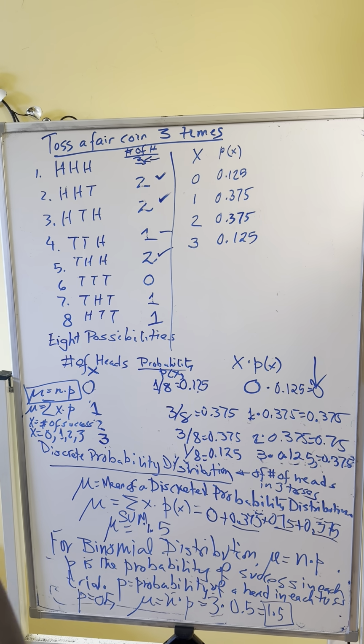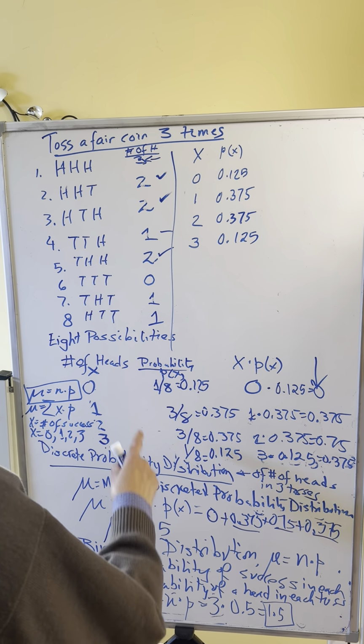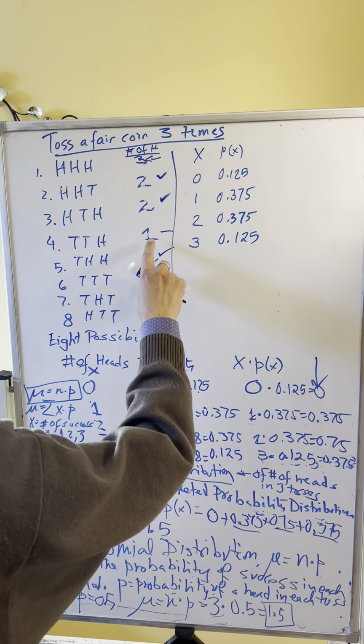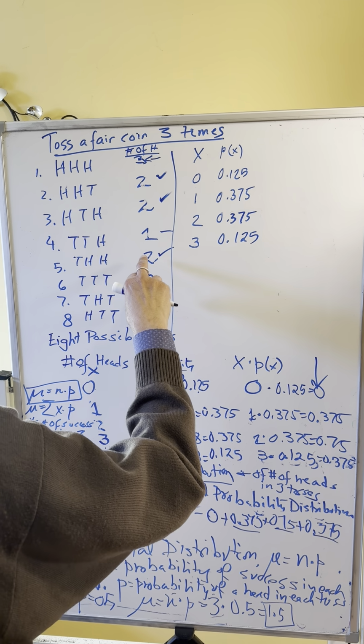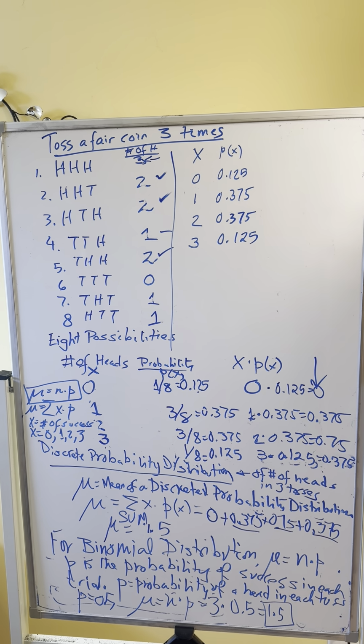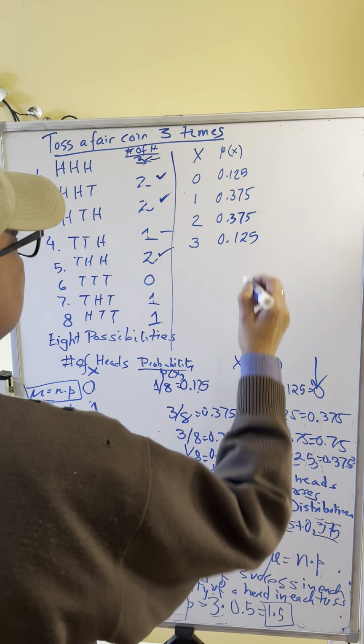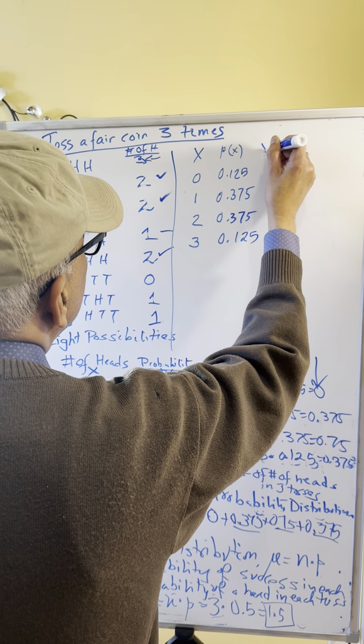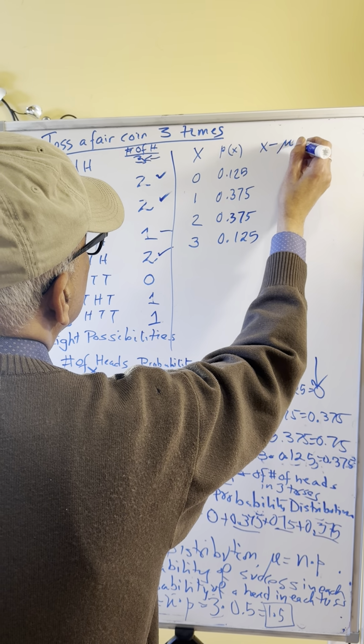Okay, yeah, because 1 appears 3 times, 1, 2, 3, 1 head. 2 appears also 3 times, hence the probabilities are the same. Okay, now what we will do, we will calculate x minus mu.